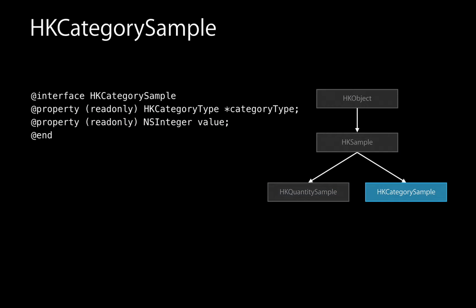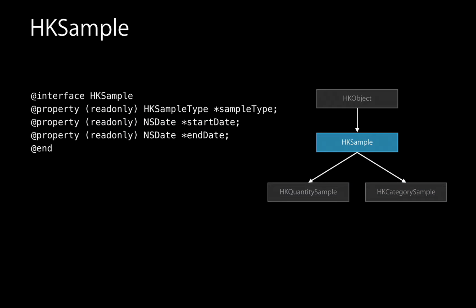Next, we have HK category sample. Category samples are very similar to quantity samples. They have a category type, which again describes what kind of data the sample represents, and they have a value. Now, remember that category types are the kinds of data that can be categorized into an enumeration of values. As such, every category type is paired with a corresponding enum. This value property must be one of the members of that enum. If an invalid value is provided, we throw an exception, just like we do for quantity samples. Both of these inherit from HK sample.